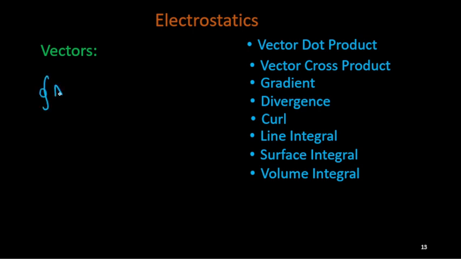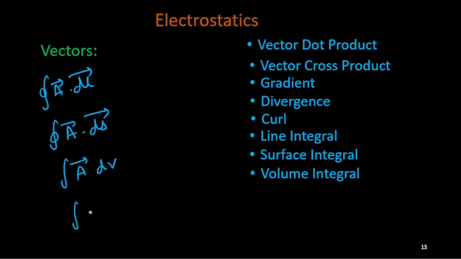So one is the closed line integral A dot dl. It could be the closed surface integral A dot ds, and it could be the volume integral of A dv, or any scalar field also, V dv. These are the volume integrals. So you need to understand how to compute the line integral, the surface integral, and the volume integrals. And what is the relation between line integral, surface integral, and volume integrals.